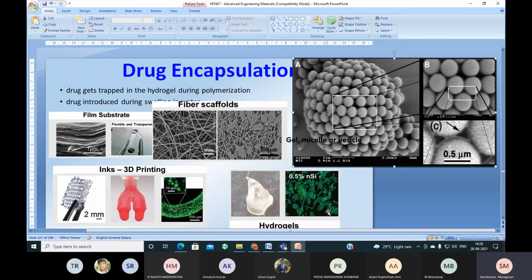Among these 5 different morphologies, one is film, fiber, micelle or vesicle, 3D printed structures, and hydrogel. The first one, which you feel we can load the drug more? Obviously, this is 3D printing here. So what is 3D printing?